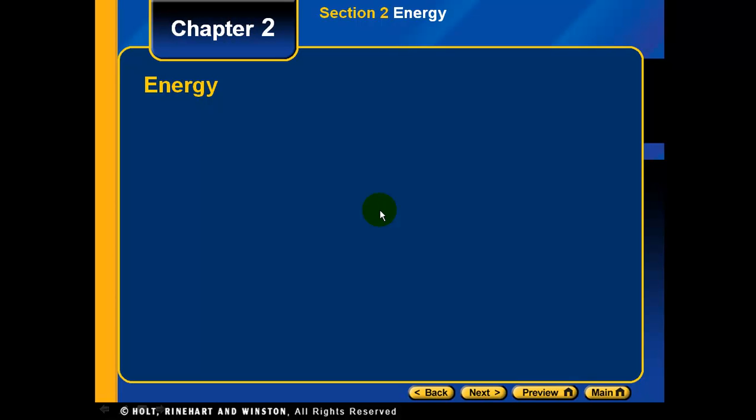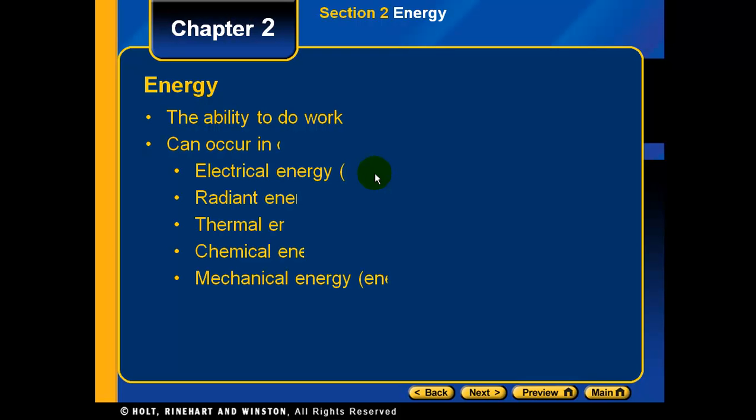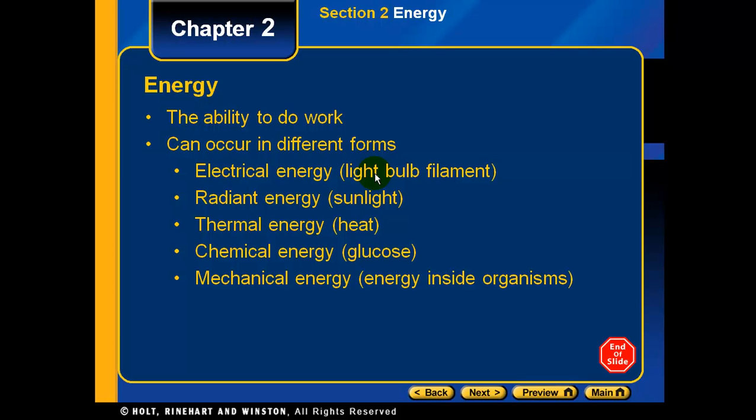This is the podcast for STEM Biology, Chapter 2, Section 2. This section deals with energy. A lot of that you learned with Ms. Hildebrand in physics last year. Remember, energy is the ability to do work. It can occur in different forms, like electrical, radiant, thermal, chemical, and mechanical.